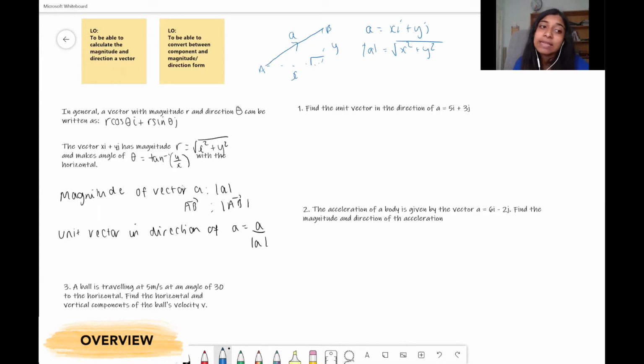You can also say that your vector makes an angle theta with the horizontal. If this is your vector, then it has this angle theta, and that is equal to the inverse tan of y over x. That's because if you know your sides x and y, then tan theta is just equal to the opposite, which is y, over the adjacent, which is x. So theta is just tan inverse of y over x.